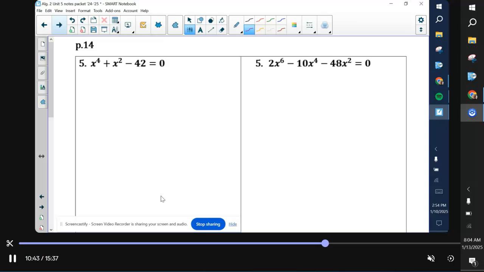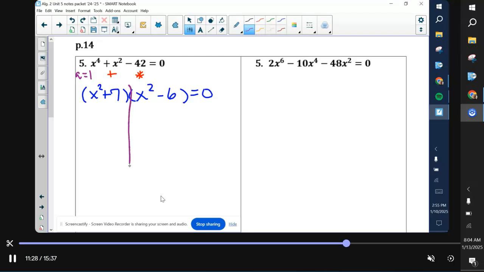Now we look at number 5. I do not have a GCF. It is a trinomial. X to the 4th and x squared. There are 3 terms. My a value is 1. So I just need to find 2 numbers that multiply together to get negative 42 and add to get positive 1. Those numbers will be 7 and negative 6. Out in front, I'm going to have x squared with each of them.